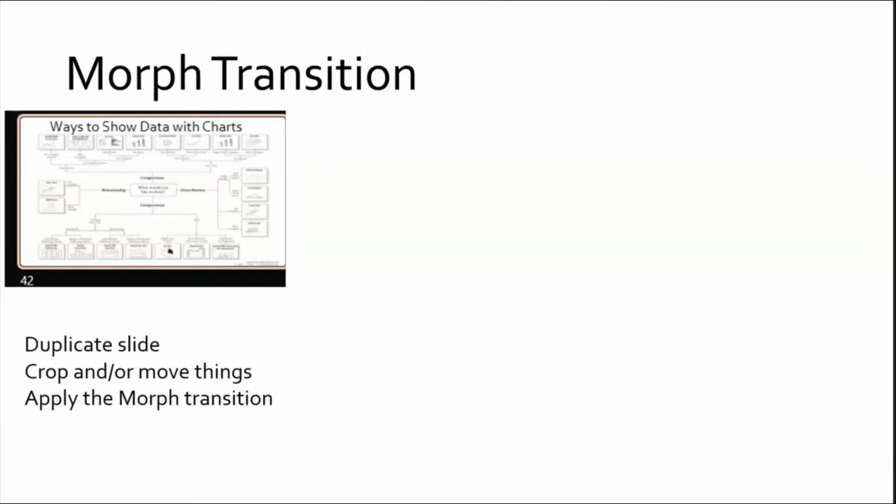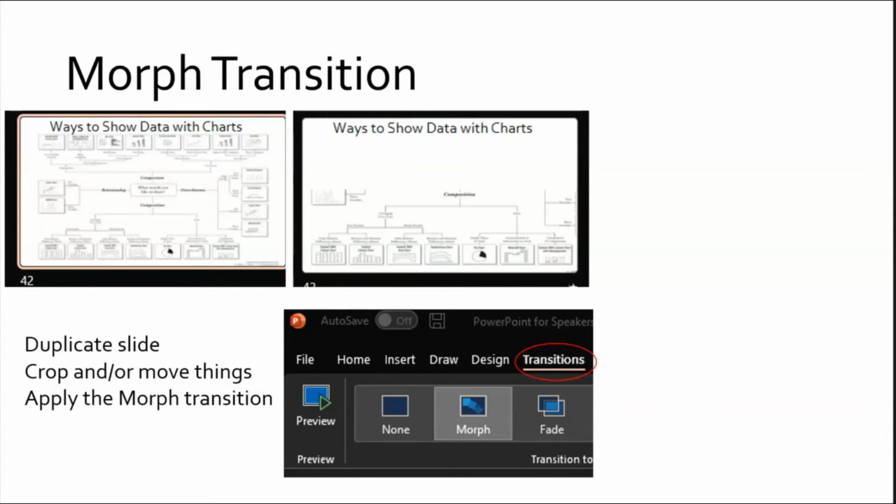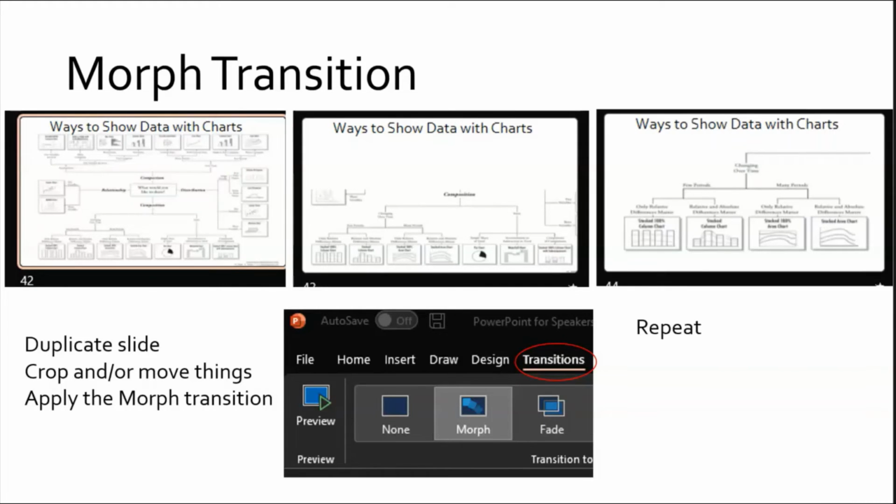You simply duplicate your slide and you crop or move things, and then you apply the Morph Transition. That is in the Transitions tab, then apply Morph. You might want to play with this one a little bit, but I think it's pretty fun. And then you simply repeat the process for different parts of the slide that you want to highlight.